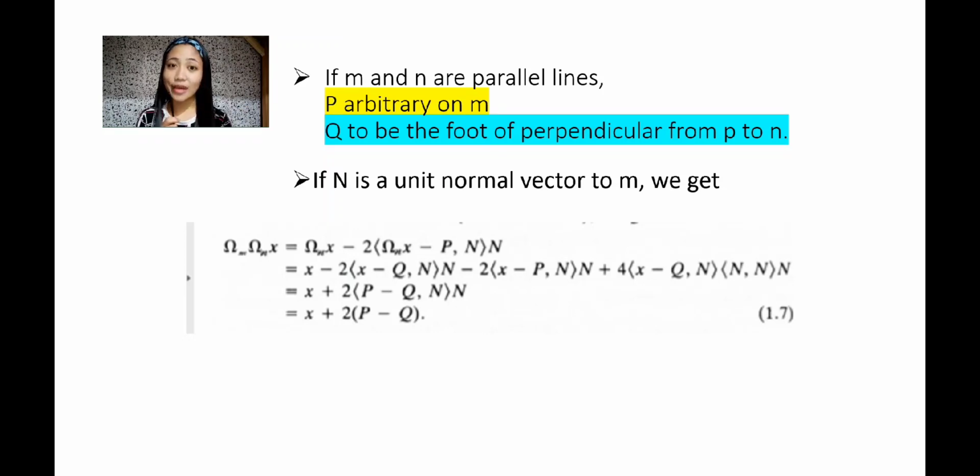If M and N are parallel lines, we may choose P arbitrary to M and choose Q to be the foot of the perpendicular from P to N. If n is a unit normal vector to M, we get x plus 2 times the difference of P and Q, where PQ is perpendicular to M.